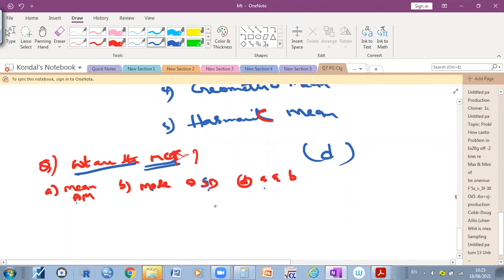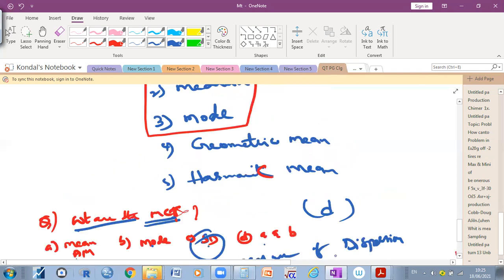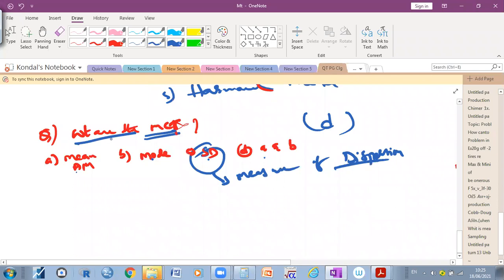Standard deviation comes under the measures of dispersion. After completion of the measures of central tendency, we will go to the measures of dispersion. So this kind of question may be asked in UGC NET, SET, or JL, DL exams also.